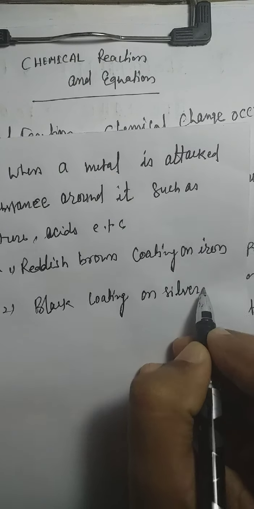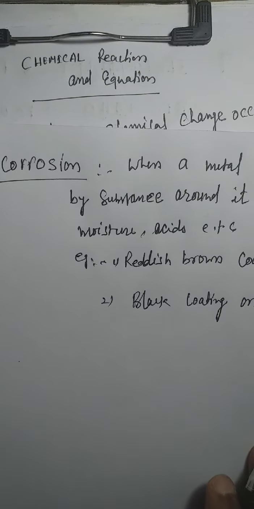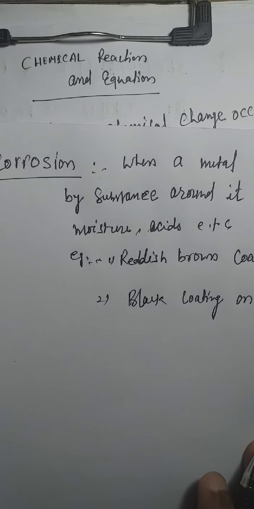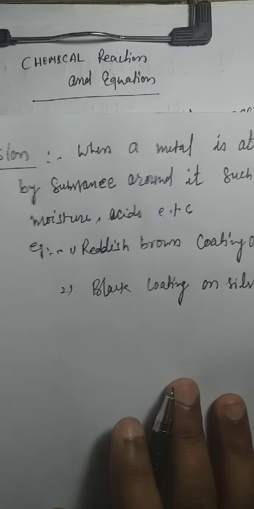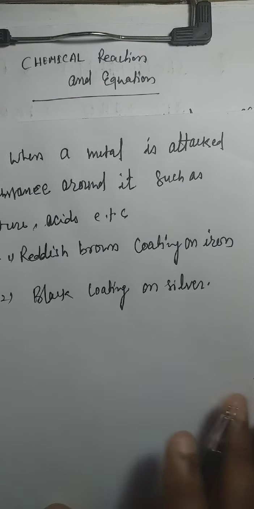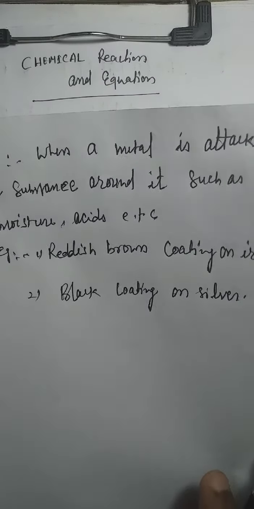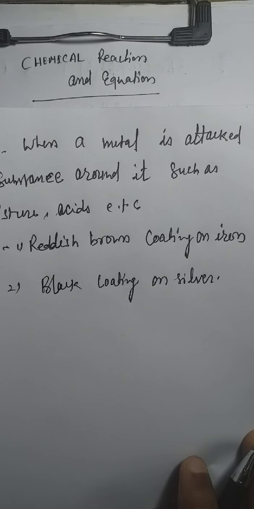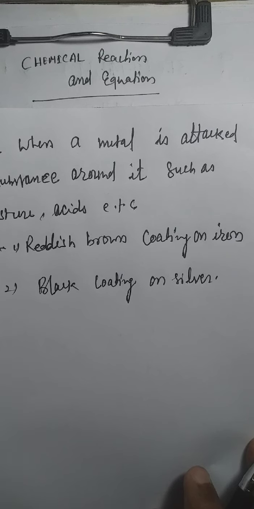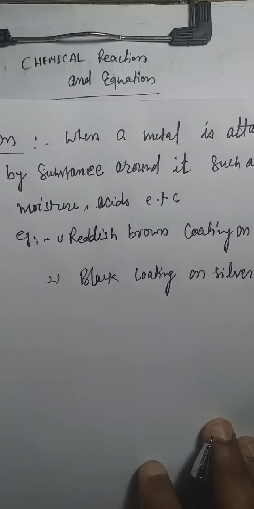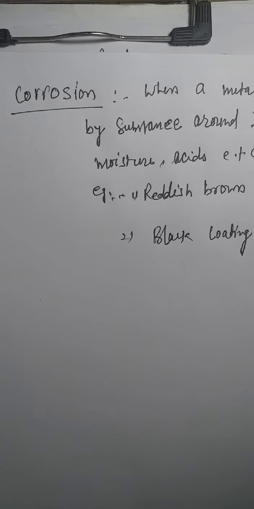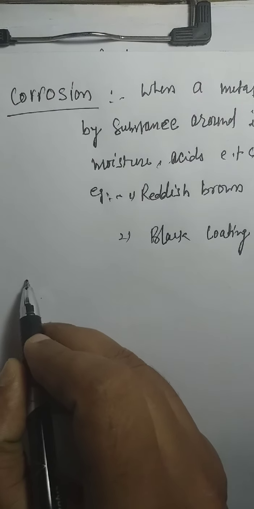So if a question is asked to define corrosion and give an example, you have to write the definition, and any example you can write in the exam. So this is our corrosion: when a metal is attacked by substances around it, such as moisture, acid, etc., it is called corrosion. And the examples are the reddish brown coating on iron and the black coating on silver. So corrosion, memorize this.